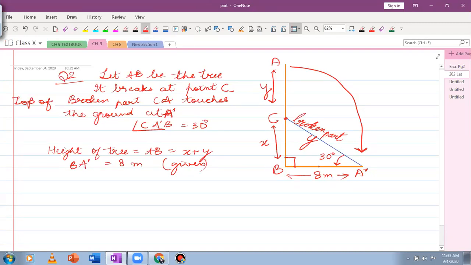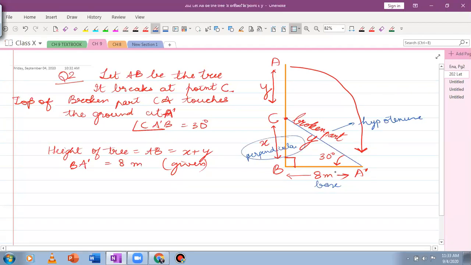Now you need to find out X and Y one by one from this right triangle using trigonometric ratios. So which T ratio will relate X and 8? This is the base and this is the perpendicular. And this is the hypotenuse. So let's relate the perpendicular and the base.